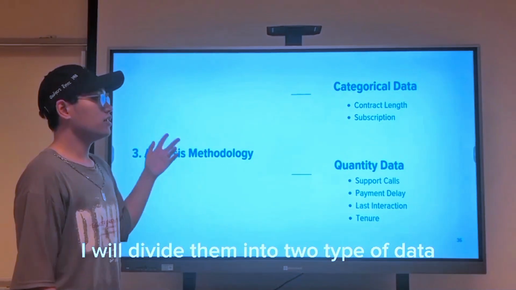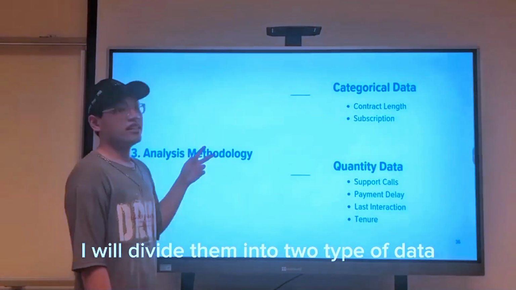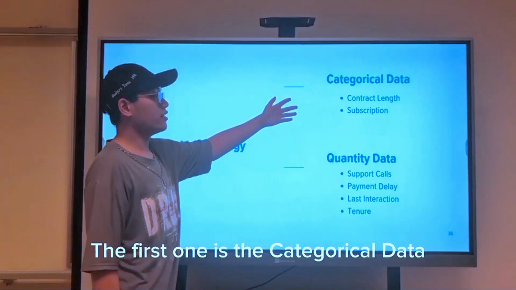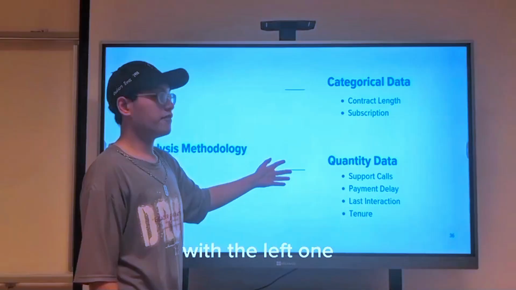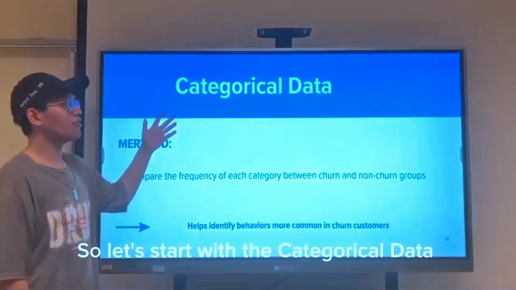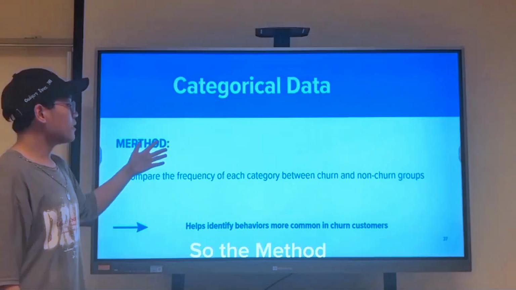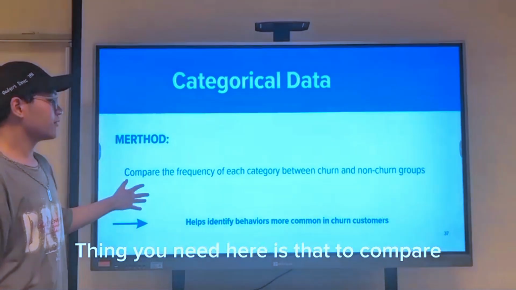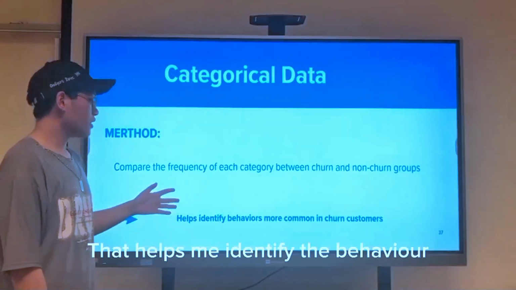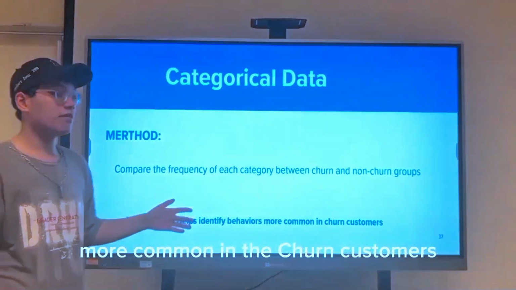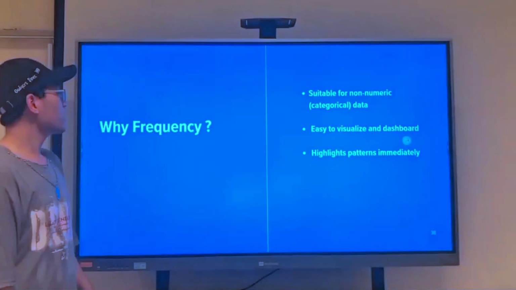I will divide them into 2 types of methods and data. The first one is the category data, with contract names and subscription, and another one is the quantity data, with the left ones. For category data, the method I use here is to compare the frequency of each category in the churn and non-churn groups. That's how we identify the behavior more common in churn customers.